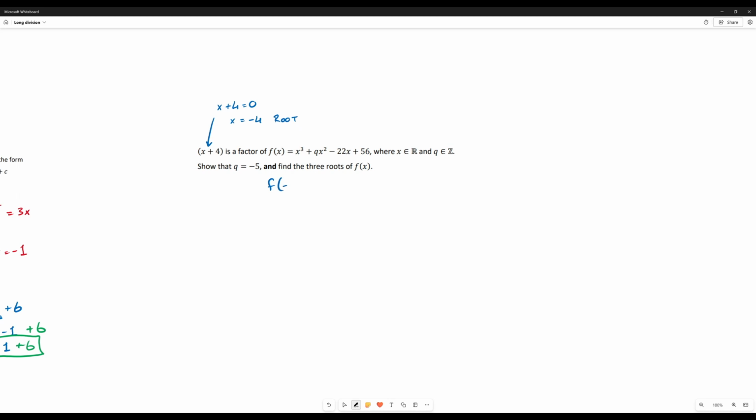So, for example, I'd say f of minus 4 is equal to minus 4 cubed plus q times minus 4 squared. I know the q is scary. I don't want it there, Graham. Okay.